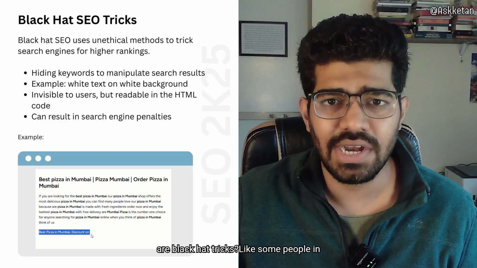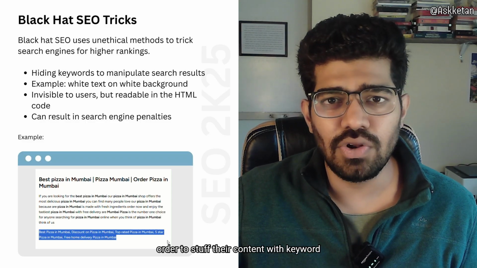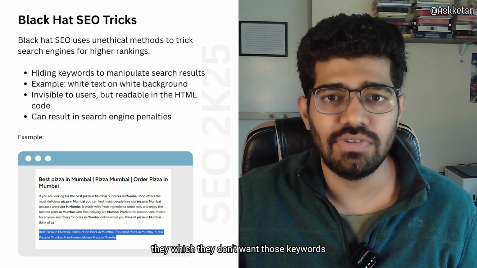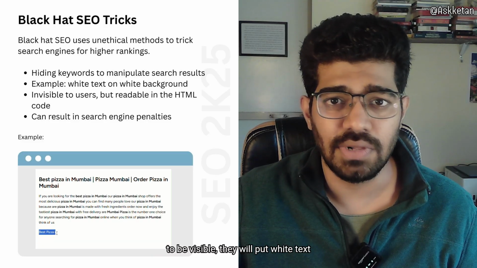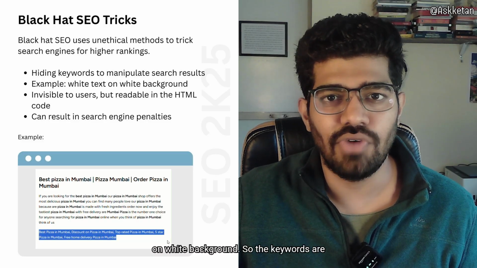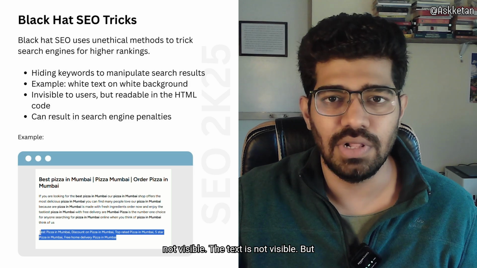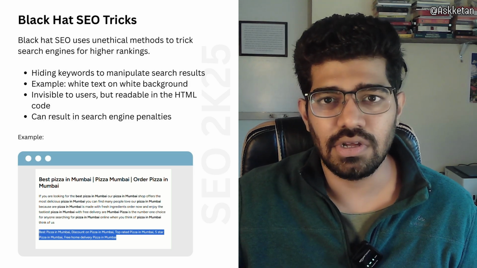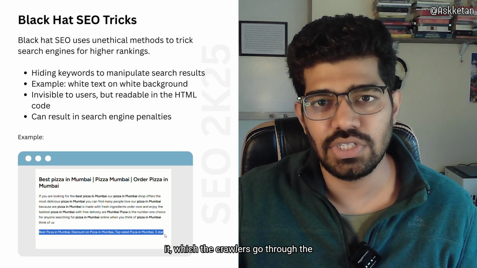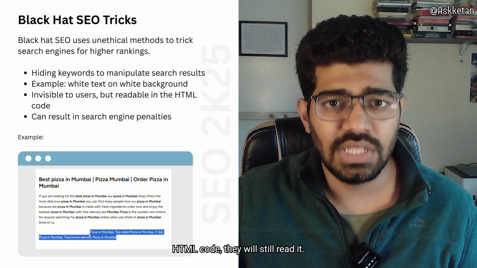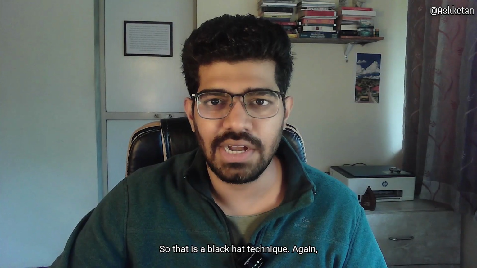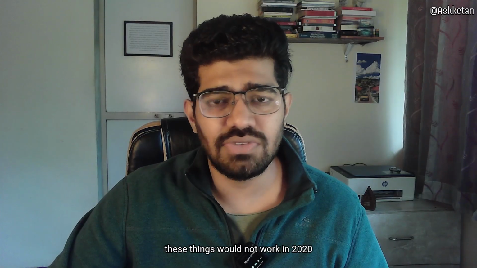What are black hat tricks? Some people, in order to stuff their content with keywords which they don't want to be visible, will put white text on a white background. So the text is not visible, but if you look at the HTML code, which the crawlers go through, they will still read it. That is a black hat technique. Again, these things would not work in 2020, so it's a pointless thing.